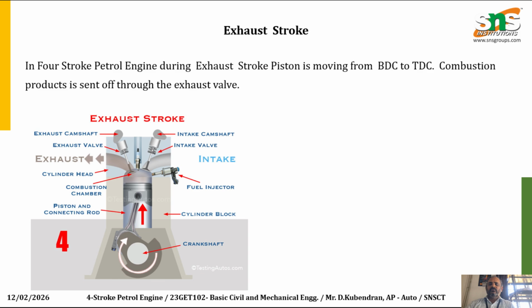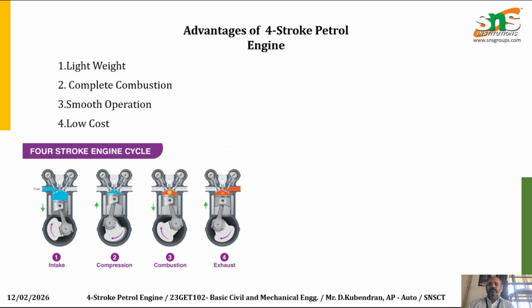When all the four strokes are completed, the cycle is repeated again. So the petrol engine works on the principle of the Otto cycle. The Otto cycle is the four-stroke cycle by which the petrol engine operates. The cycle will be repeated continuously, so the power will be developed always. This is the working principle of the four-stroke petrol engine.